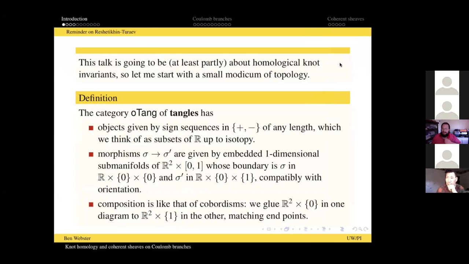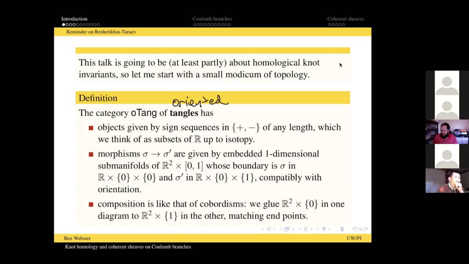This talk is at least supposedly about homological knot invariants. So let me say some tiny amount about topology. We aren't going to need very much, but we will need a little bit. I often like to think about knot invariants in terms of the category of tangles. I should have revised my slides and forgot to add this: I should have said oriented tangles.